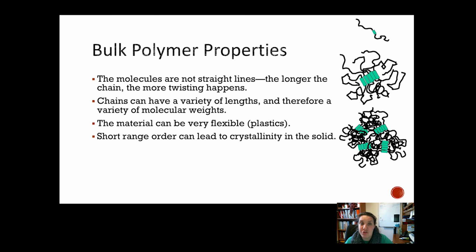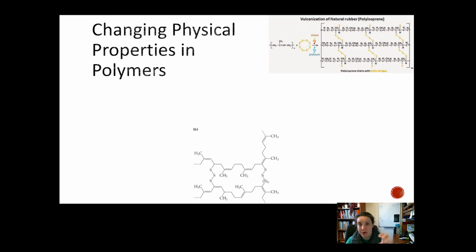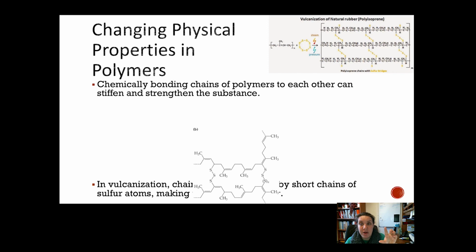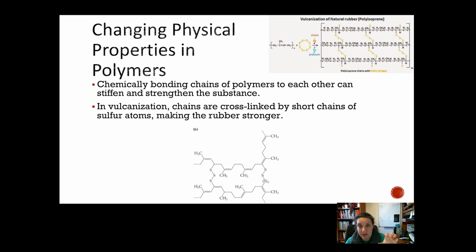We can change our properties by taking our substances and stiffening them, which will strengthen them. It'll also make them more brittle. The process is called vulcanization, where we add short cross-linked chains holding our different substances together, as we can see here. So we can have our long polymer chain and then do vulcanization to add some cross-linkings in between the chains in order to get a stronger material.